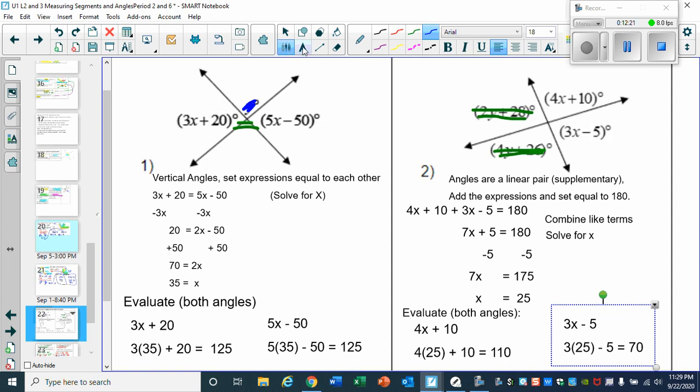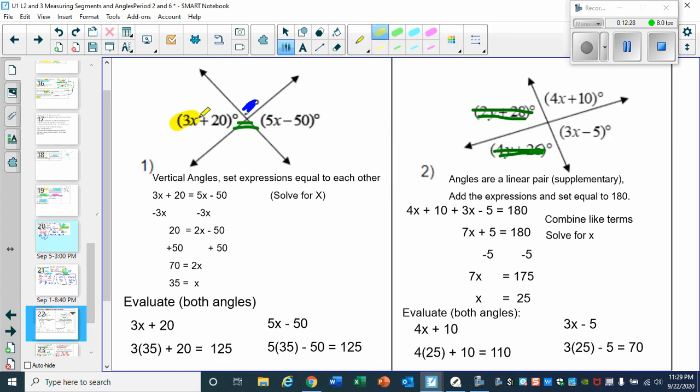Now, if we notice, in the first problem the key is getting your relationships. That's the key. So in this case, you have 3x plus 20 equals 5x minus 50. That's because these two angles are vertical angles, so set them equal to each other. You're going to solve for x. Step 1, subtract 3x from both sides. 20 equals 2x minus 50.